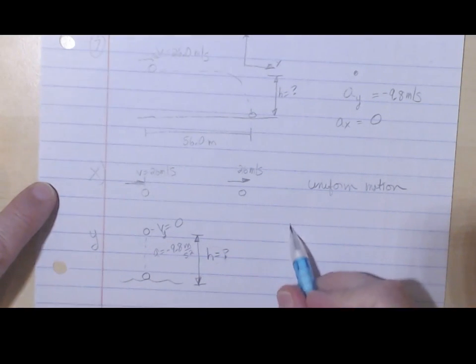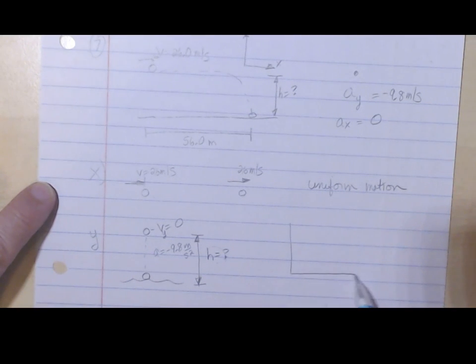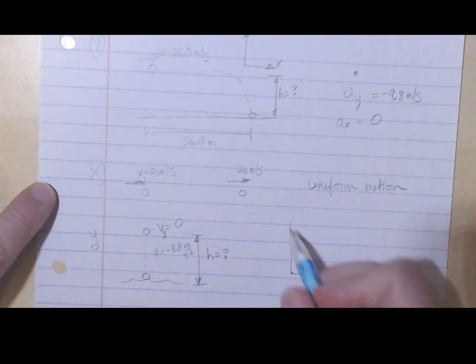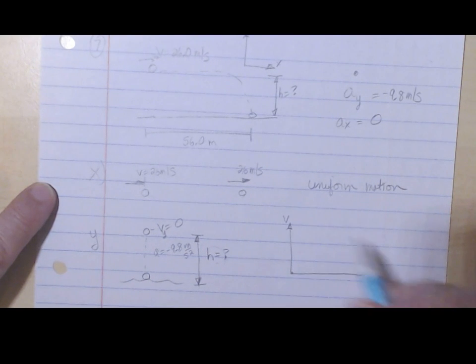Let's draw what the curve of this looks like, by the way. This velocity is going to start at 0, and this is velocity versus time. It's going to start at 0, and because it's going down, it's getting more negative. Okay, so the velocity is going this way. It has a slope of 9.8 meters per second squared.